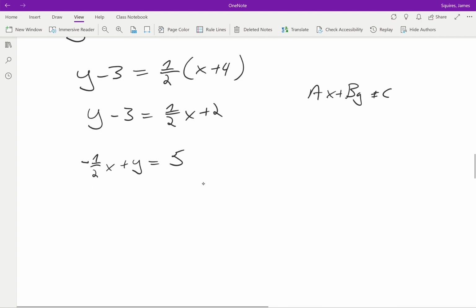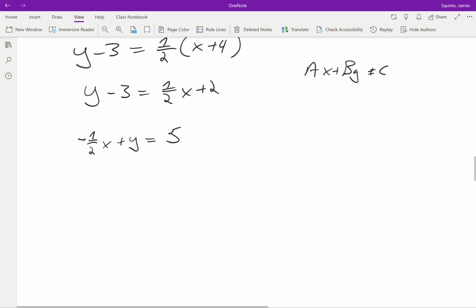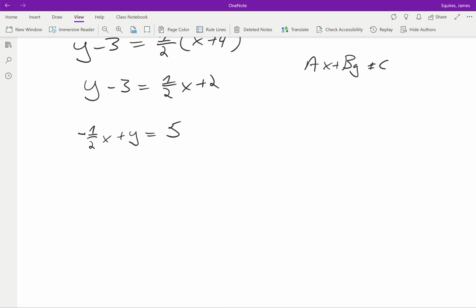So we're almost done. We want to make sure that our a, b, and c values are whole numbers, and because we got this fraction here, the way that we can get rid of that fraction is we can multiply both sides of the equation by 2. So if we multiply both sides of the equation by 2, we're going to get minus x plus 2y equals 10. And that's how we can rewrite that in standard form.